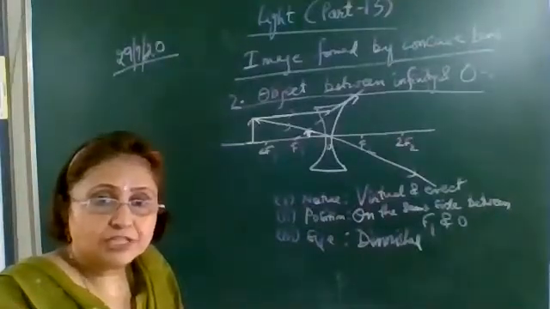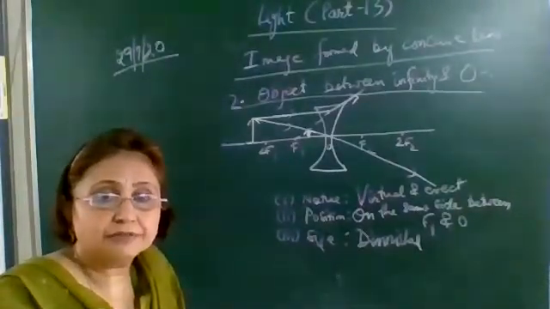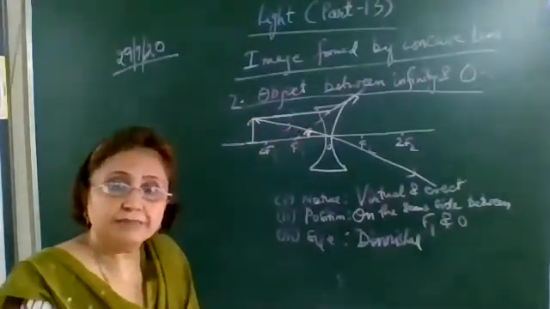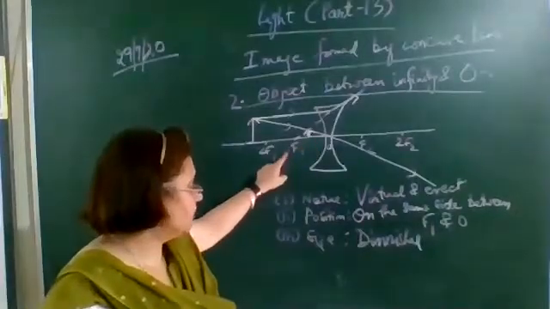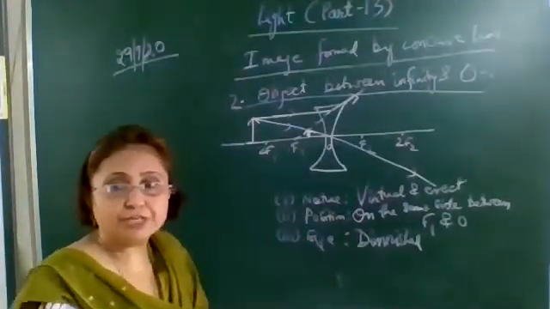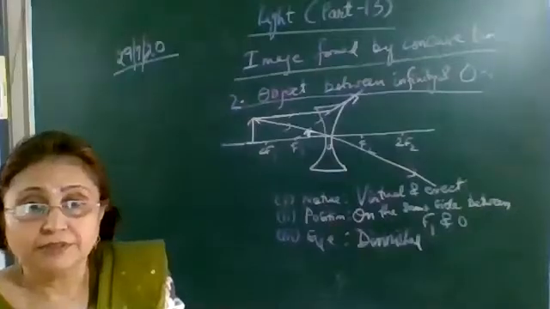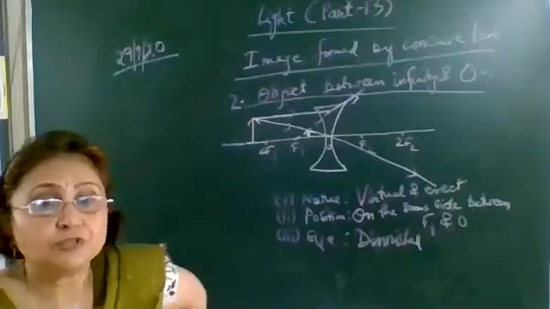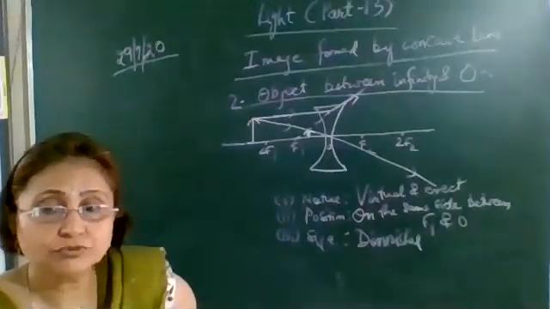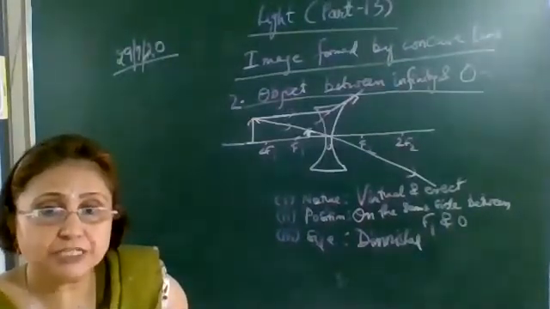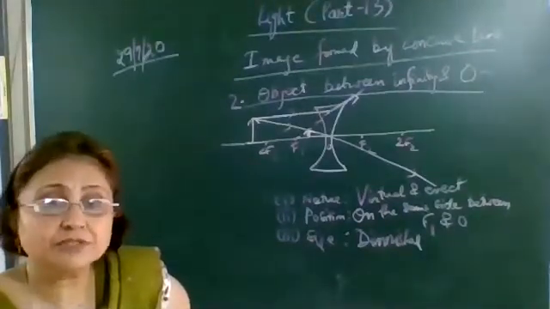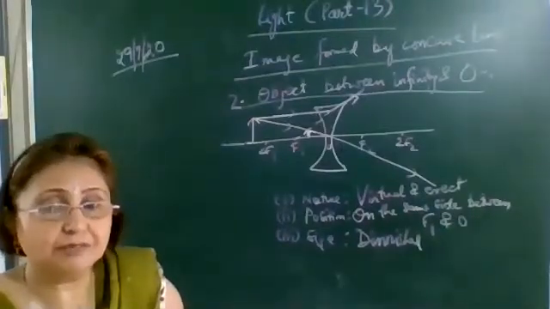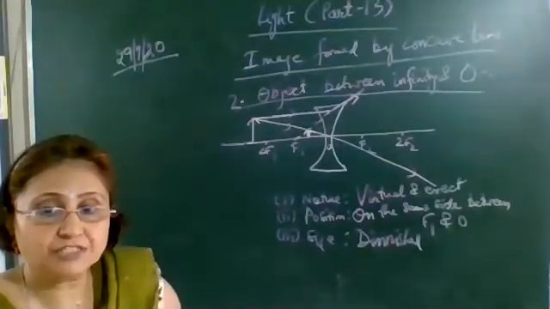The second incident ray passing through the optical center will go straight. So wherever the two refracted rays appear to meet, there the image will be formed, and it will be formed between O and F1. So write the 3 points about the image. The 3 points: nature of the image; position is between F1 and O, on the same side where the object is placed. Then write the size of the image. Size is smaller than the object, so you can say that it is a diminished image. So the image formed is a diminished image.